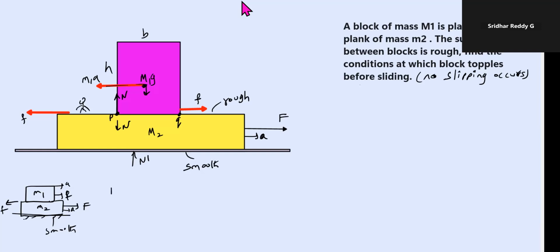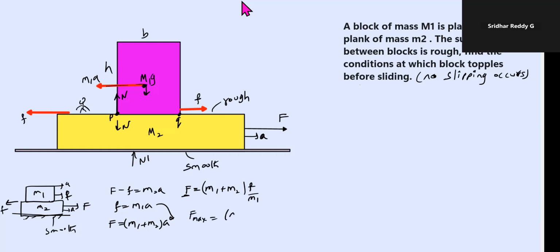Then F minus small f equals M2 A. Adding up these two, we get M1 plus M2 times A. Substituting this acceleration, F equals M1 plus M2 times A, and the friction will be F by M1. As you increase the applied force, the friction force will also increase. What is the maximum permitted value of friction? When you apply this maximum force, the friction force acting between the blocks will be limiting.